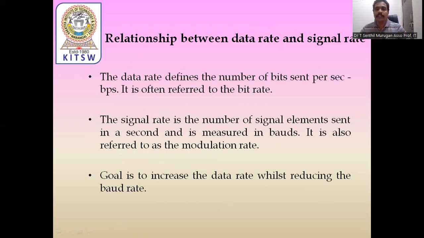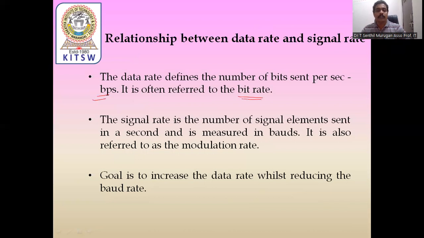The relationship between the data rate and signal rate. So what is the relationship here? The data rate defines the number of bits sent per second. That is bits per second. Per second, how many bits are transmitted? Already we have discussed what bit rate is.